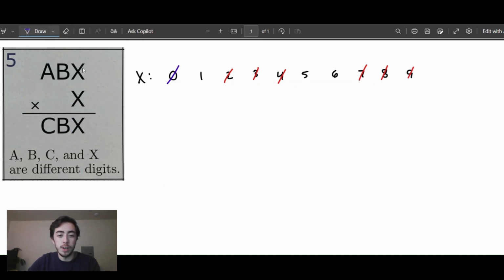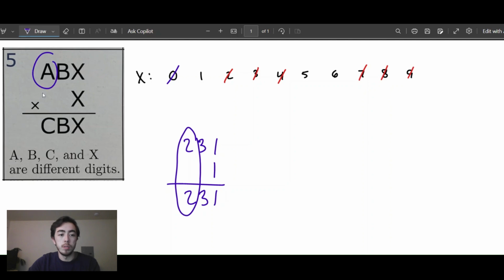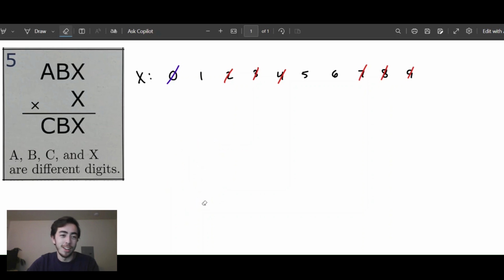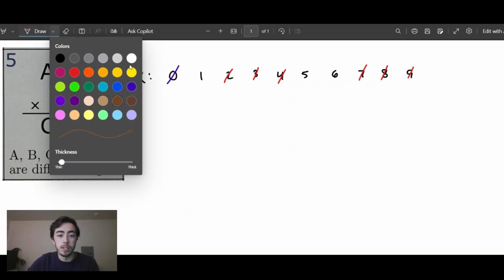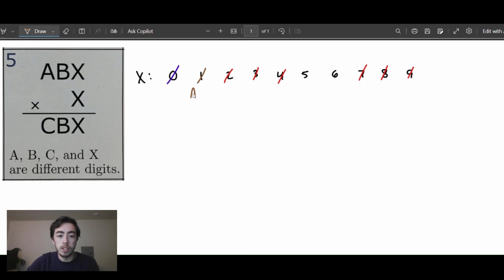So let's see. If I try x is 1, then let's just try A and B are like 2 and 3. Well, multiplying by 1 just returns the same number. So down here it's going to be 231 as well. And I notice here that A and C are supposed to be distinct digits, and when we're multiplying by 1, they're not. So for a different reason, this one doesn't work. So here, I'll say A equals C as my reason to cross it out. And then I'll say over here that C and B don't exist as my reason to cross out the 0.